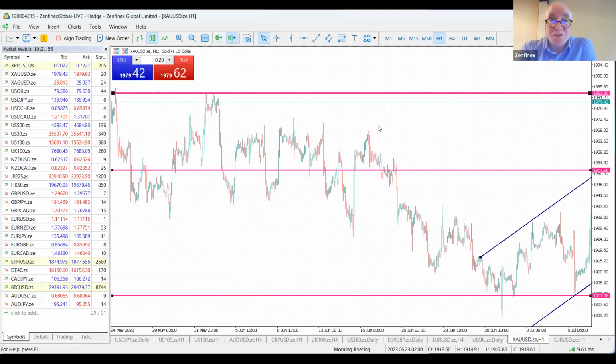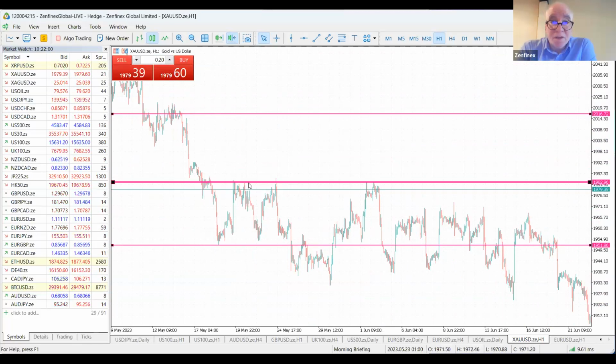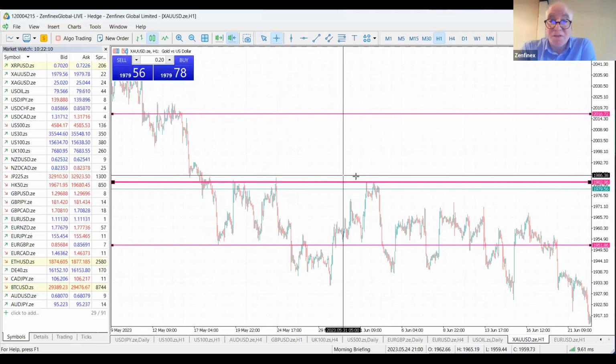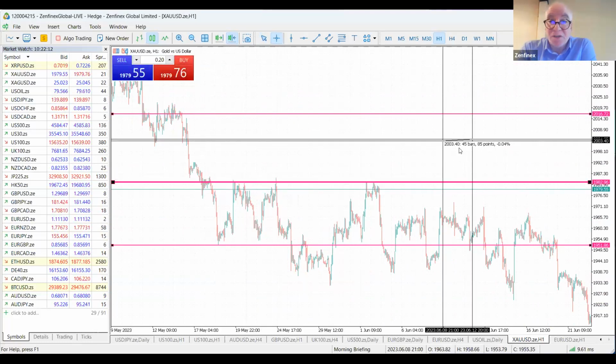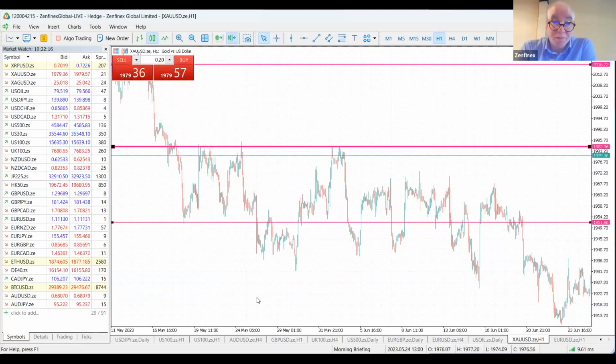So I'm just going to go back in time and see what happened, certainly since May. Every time price hit this level, it came down. So it's 1, 2, 3, 4, 5, 6, 7. Seven times it tried to break through the 1983 over a period of, just bear with me for a second, let me move this little tool out of the way so you can pay some closer attention.